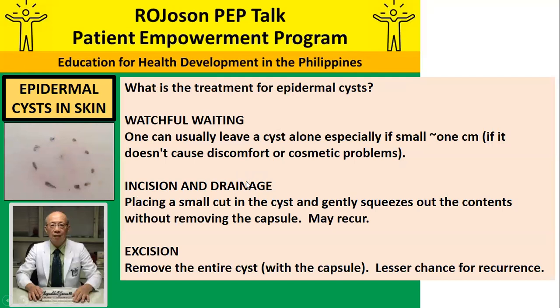An option in the treatment is incision and drainage, in which a small cut is placed on the skin over the cyst, and then the contents are gently squeezed out without removing the capsule. Since the capsule is not removed, there is a high risk for recurrence, so it may recur. The last type of treatment will be the excision, in which the whole cyst is removed together with the capsule. Okay. So in this case, since the capsule has been removed, there is a lesser chance for recurrence.